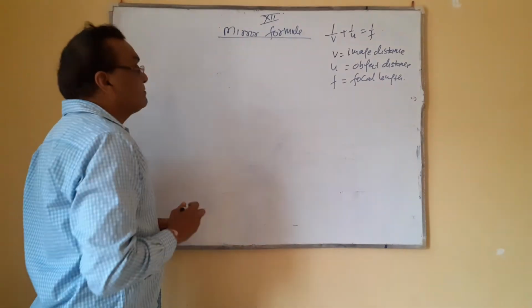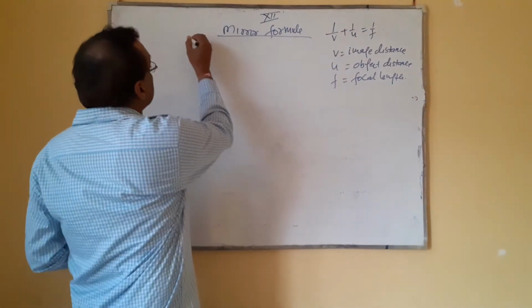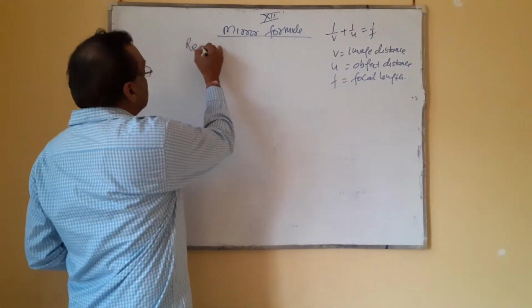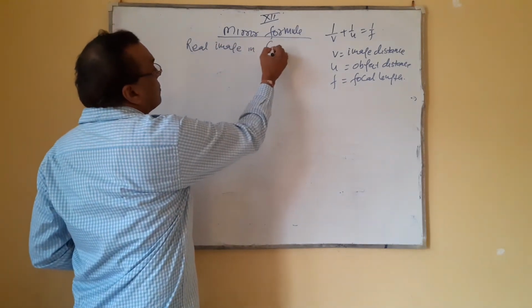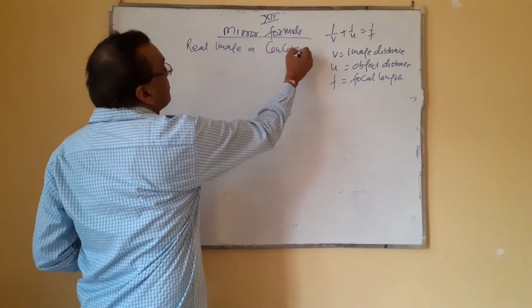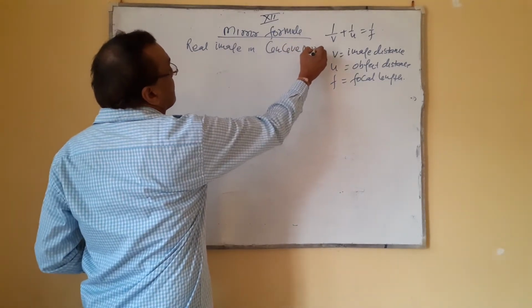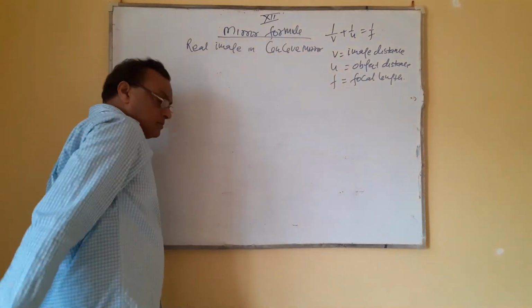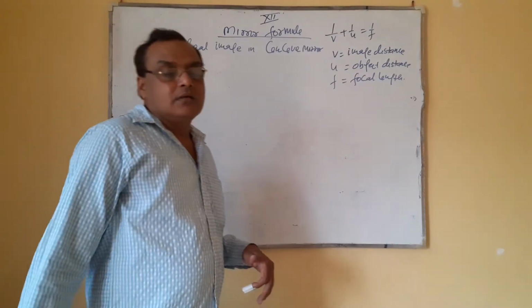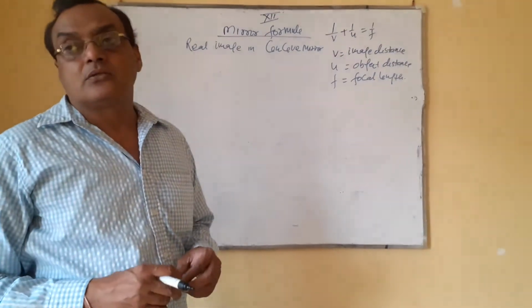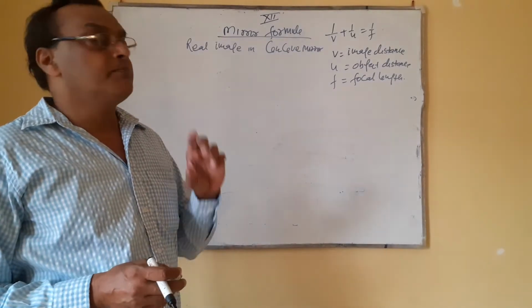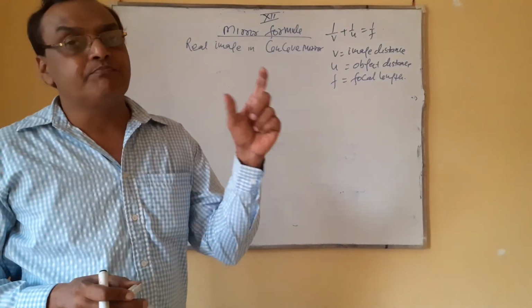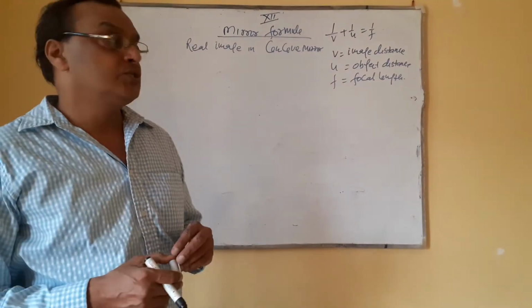So first of all, we are taking a real image in a concave mirror. In a concave mirror, 6 positions are there. In 5 positions, only a real image is found. In 1 position, when the object is placed between P and F, only a virtual image is found.